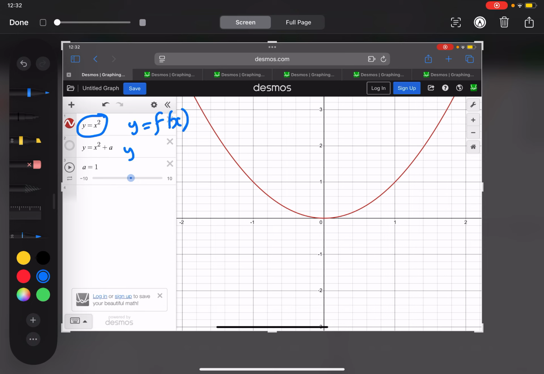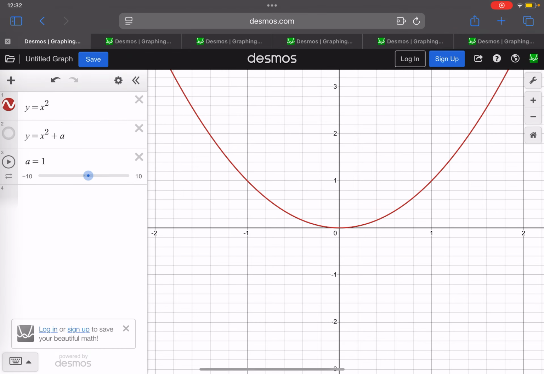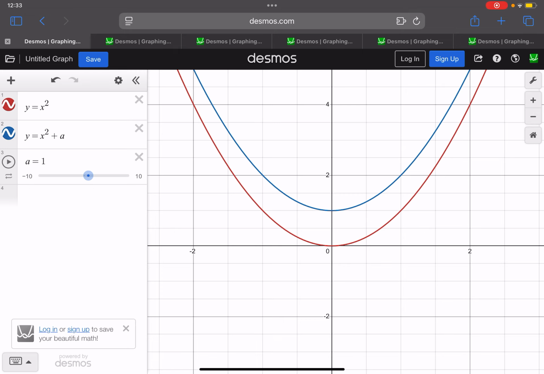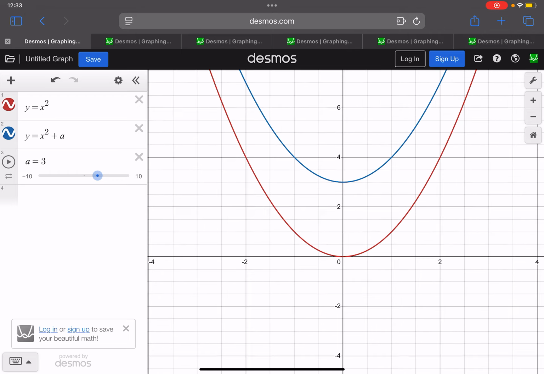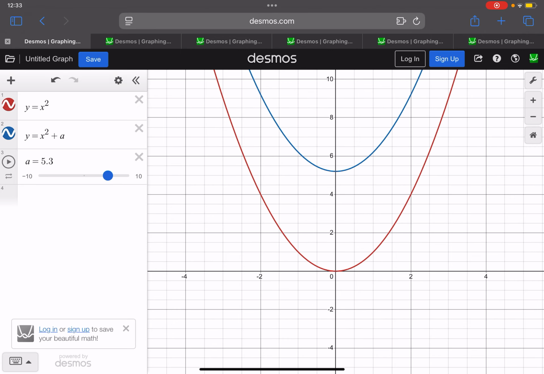And so here I've got f of x plus a. At the moment you can see that a is set to 1, and then we're going to see what effect that has as I change the value of a. So let's have a look at the graph when it is 1. We can see in blue there we've got the graph of x squared plus 1, and you can see that it is exactly the same as the x squared graph, just 1 higher. And as I increase the value of a, you can see the blue graph gets higher and higher and higher.